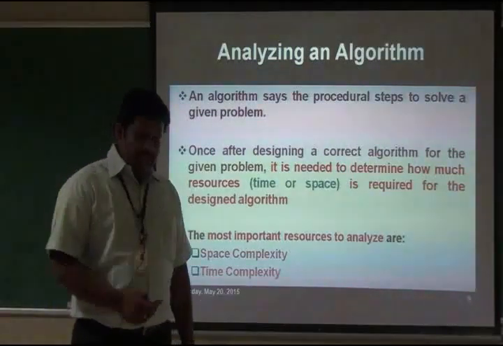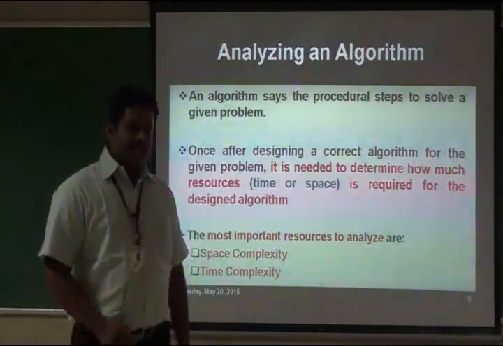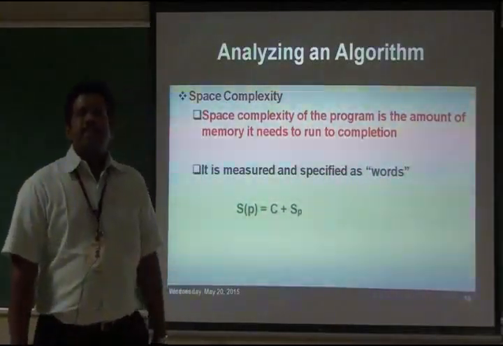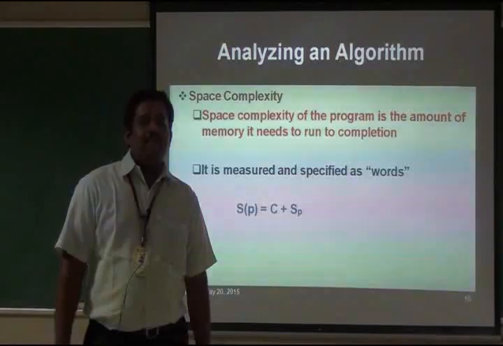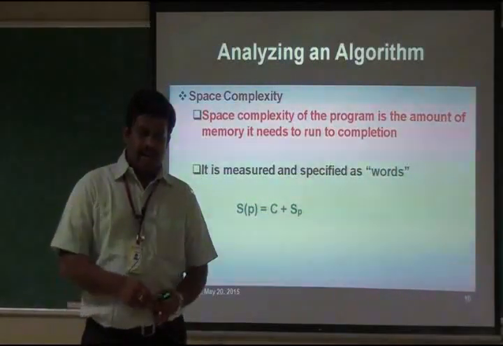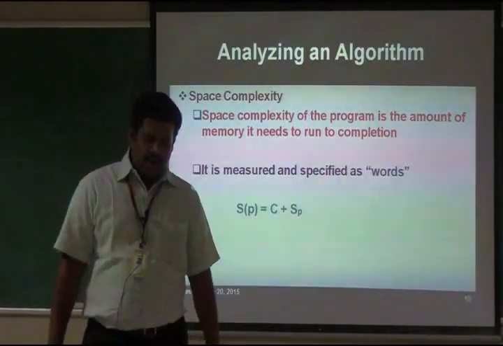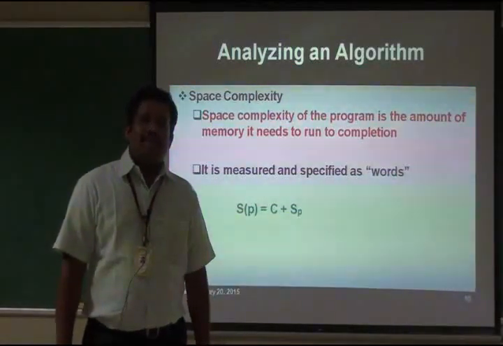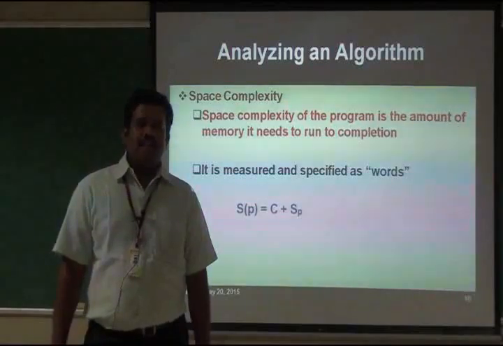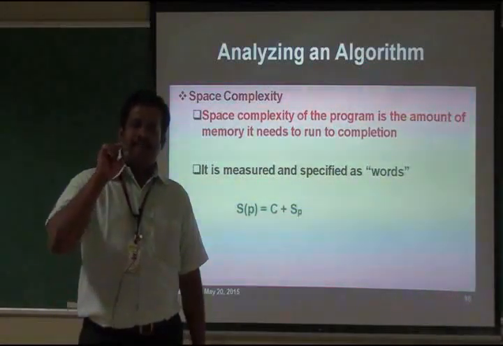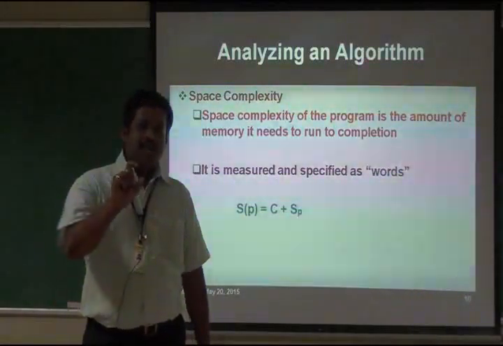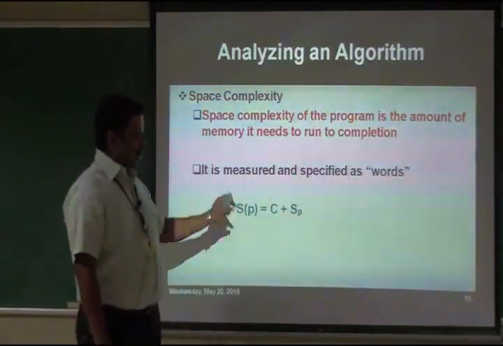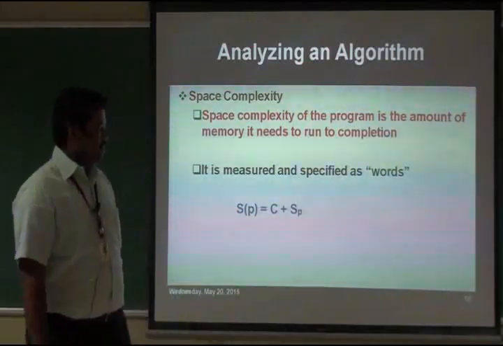The most important resources to be analyzed are time and space complexity, as we discussed before. So what is space complexity? Space complexity signifies the amount of memory units needed for an algorithm. For example, if you want to write a routine for a particular program, a program comprises instance variables or constants. So the space for the entire algorithm depends on the constants used in the program and the instance variables used in the program. That is where we use the formula S = C + SP.